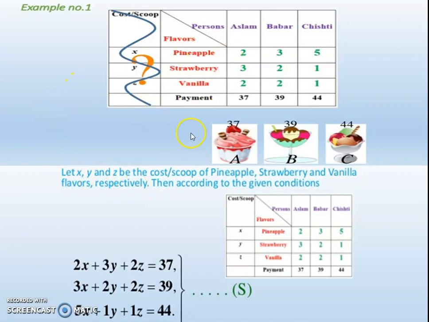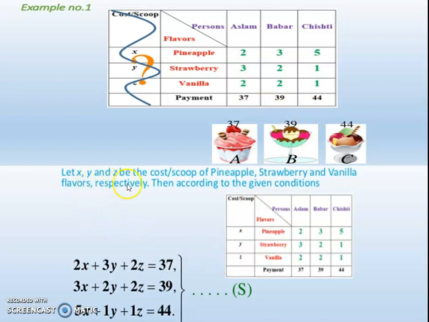One more example. Do you like ice cream? Oh, yes. In this example, the persons and flavors are given. The persons are Aslam, Babar and Chishti, and the flavors are pineapple, strawberry, vanilla, the favorite flavors of all the students. Pineapple scoops 2, 3, 5 are given, strawberry 3, 2, 1 and vanilla 2, 2, 1. The payments given are 37, 39 and 44.